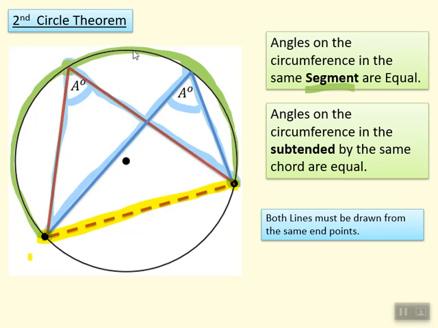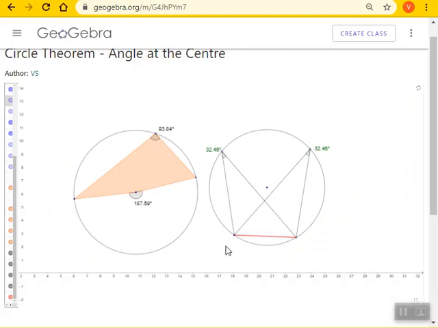Okay, so they have to be in that same segment, and this is the rule that you need to know. Angles on the circumference in the same segment are equal. And I just want to demonstrate that with you here. On this piece of software, and I hope you can see this clearly, the red line is the chord. That doesn't change, okay?